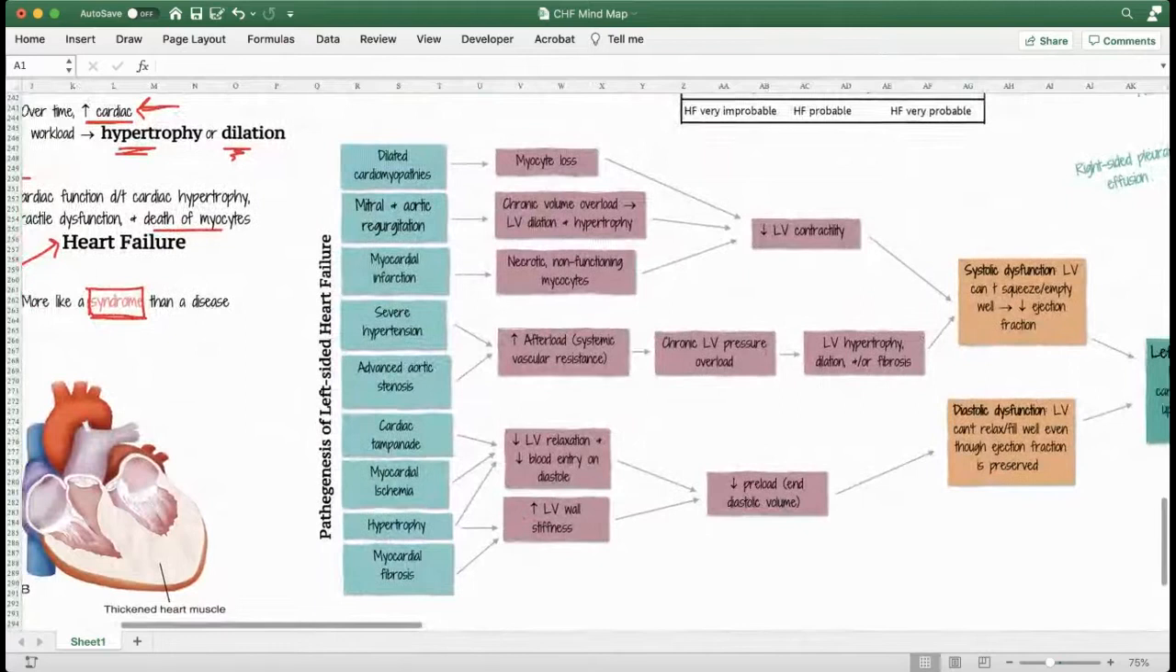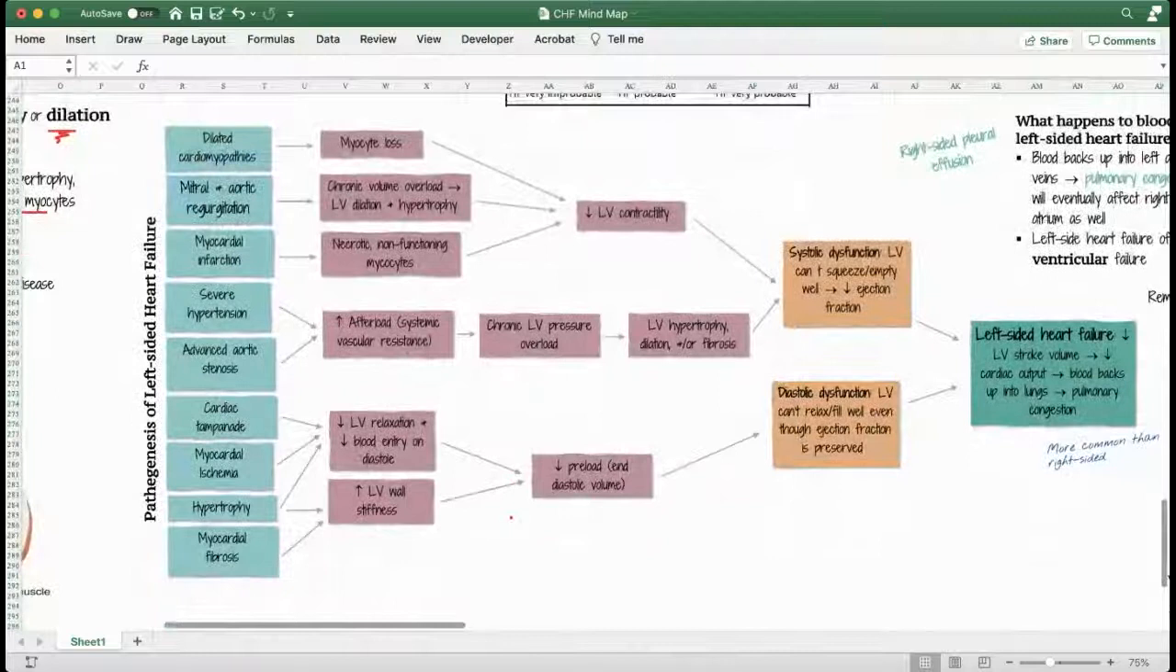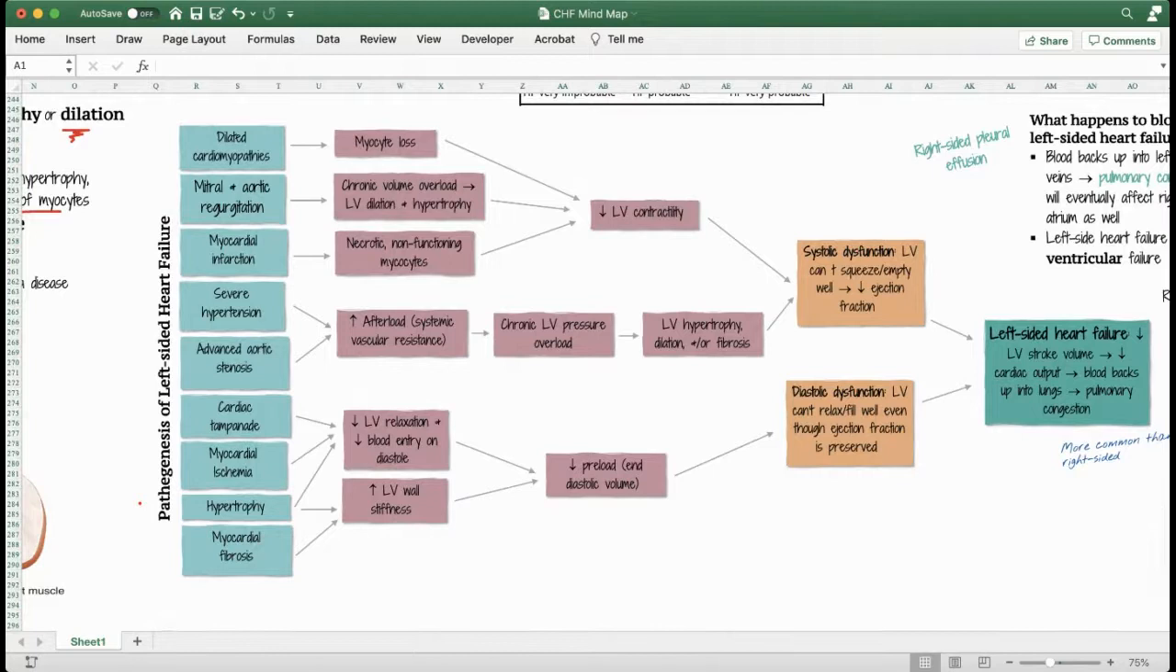So let's talk about the path to left-sided heart failure. This way you won't miss out on anything during the test. So the side here in blue is the original problem, the original thing that's going on that's eventually going to cause left-sided heart failure. Dilated cardiomyopathy, because those ventricles are dilated, we just talked about that, right?